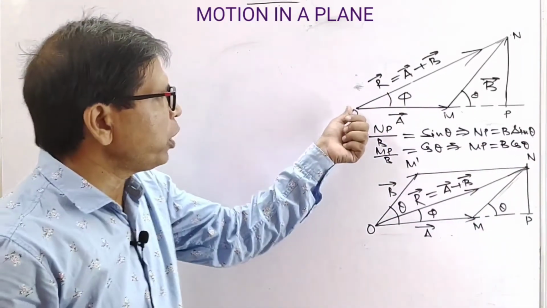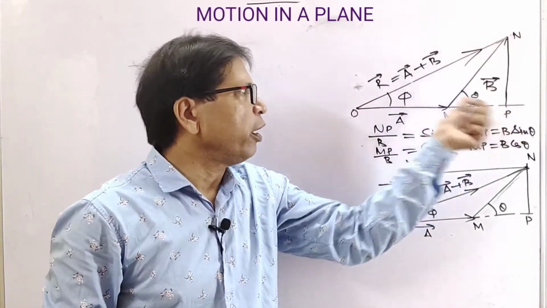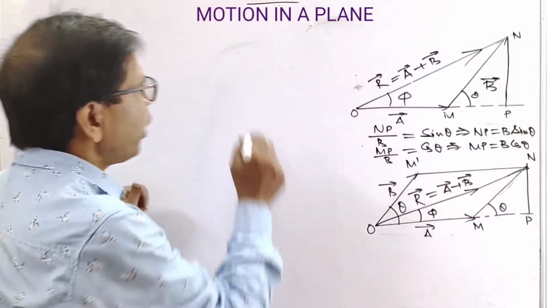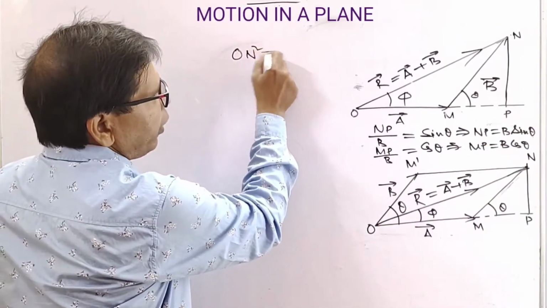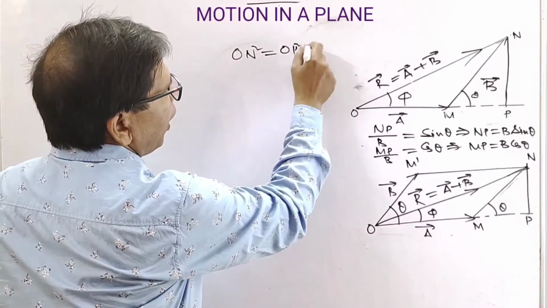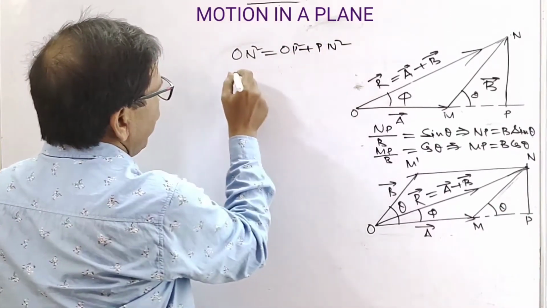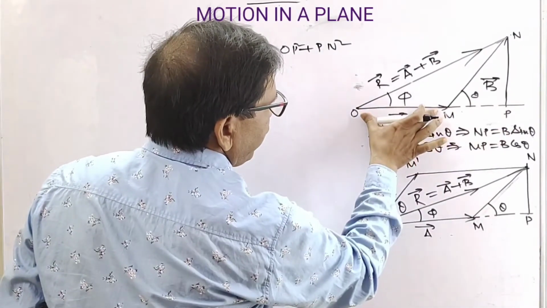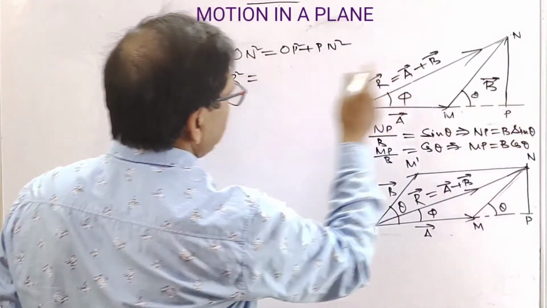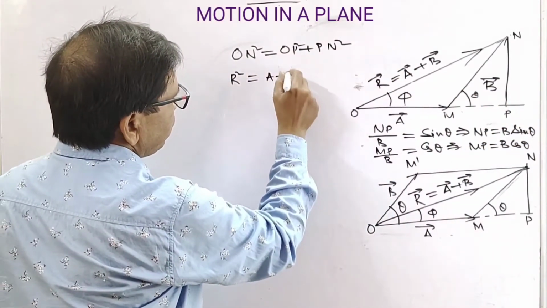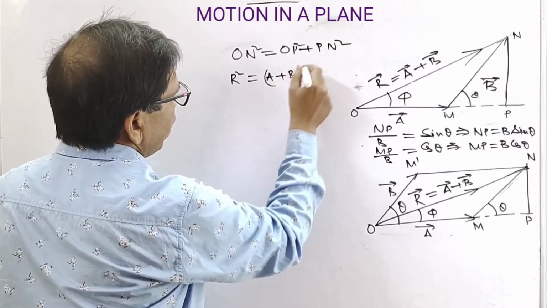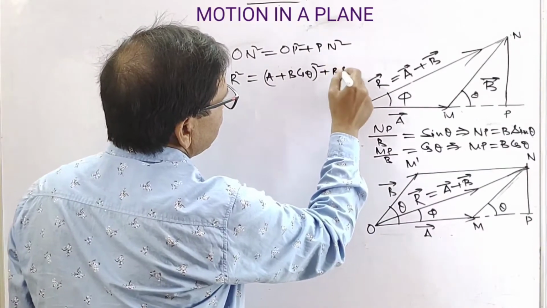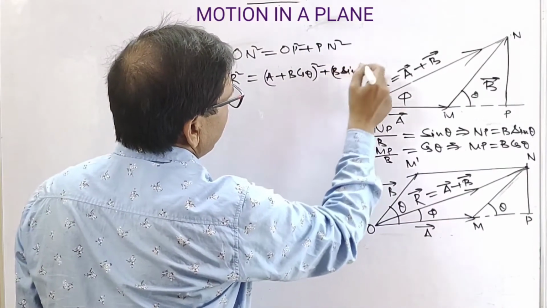Now from this triangle ONP, this is the hypotenuse, this is the perpendicular and this is the base. So ON square equals OP square plus PN square. Now ON square means R square. OP is A and MP is B cos theta, so this is (A plus B cos theta) whole square. Now PN equals B sin theta, so this is (B sin theta) square.